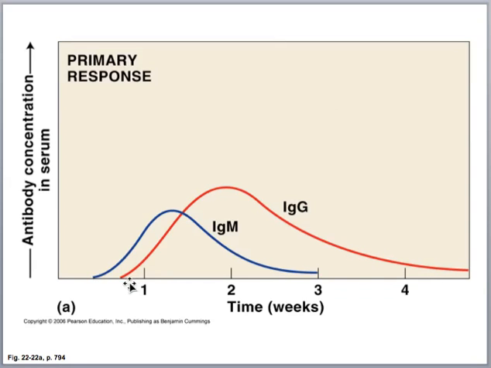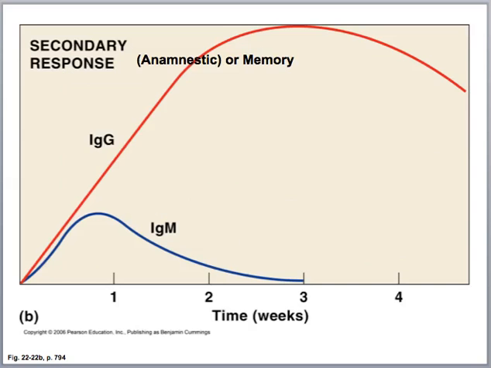This is a graph showing you that once you are first exposed to the invader, the organism, IgM, the blue, levels will rise and then they'll fall. But as the IgM levels are falling, at this point IgG is being produced, and then it will rise and it will linger and then it will taper off after time. That's the primary response, the first time.